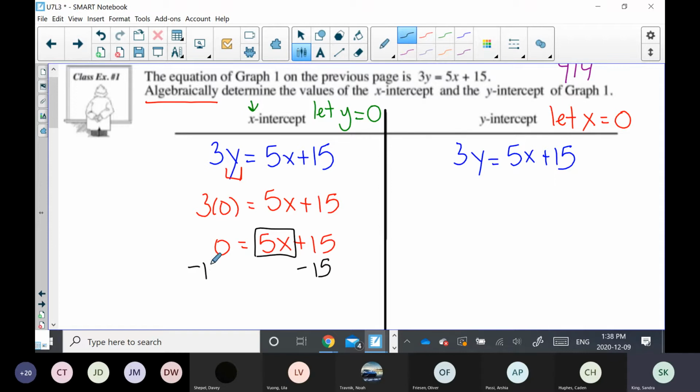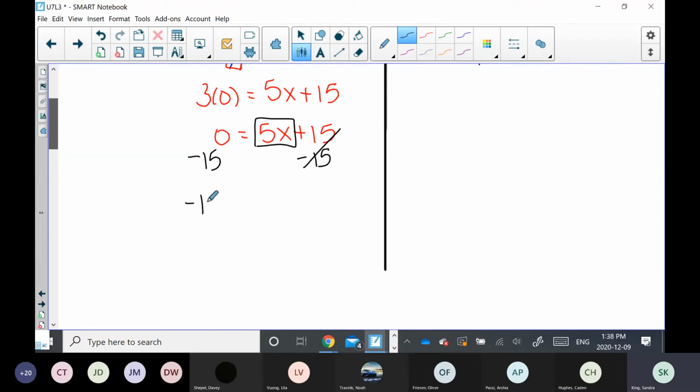So I'm going to subtract 15 from both sides. And I'm going to have negative 15 is equal to 5x. Let's isolate x. It's being multiplied by 5. Divide both sides by 5. The x-intercept of this graph is negative 15 divided by 5, which is negative 3.